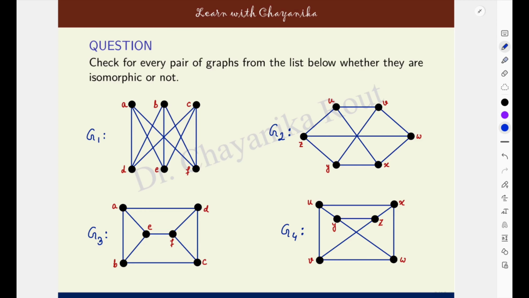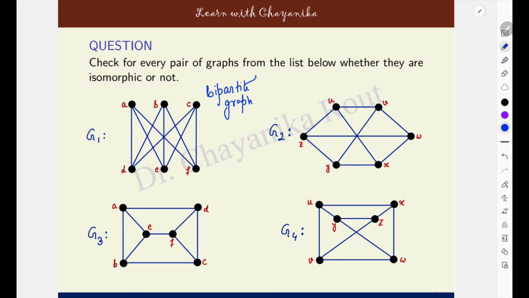Now when you observe these graphs, you will find G1 is a bipartite graph. If you compare the order, size and degree sequence, you will find every graph presented here has order 6, every graph has size 9, and every graph is a regular graph with vertex degree 3.